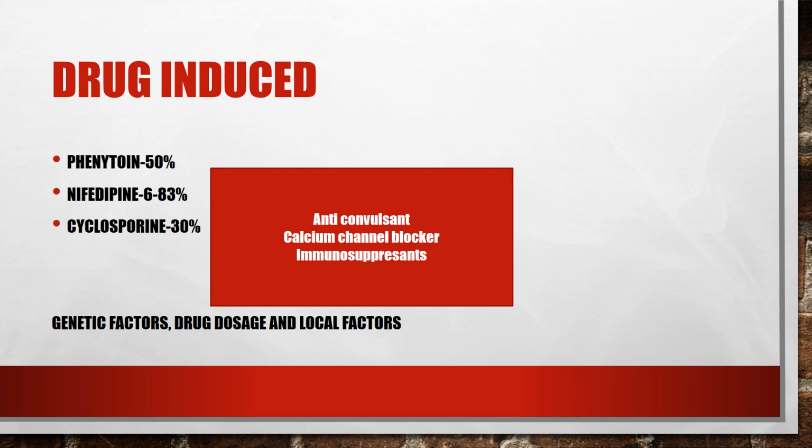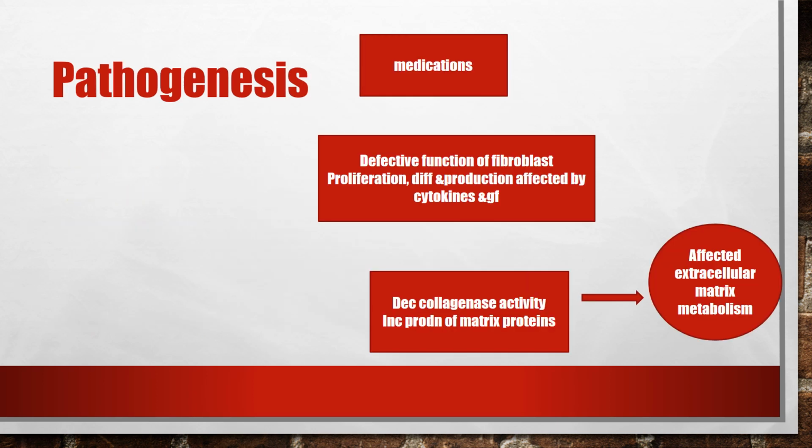The most important topic under gingival enlargement is drug-induced gingival enlargement. It is a well-known consequence of the administration of some drugs like the anticonvulsant group of drugs, calcium channel blockers, and immunosuppressants. Out of these, the prevalence is highest with phenytoin at 50%, nifedipine 6 to 83%, and cyclosporin 30%. The clinical and microscopic features of enlargements by different drugs are similar. The main factors associated with drug-induced enlargement are genetic factors and drug dosage, and so the pathogenesis can be explained.